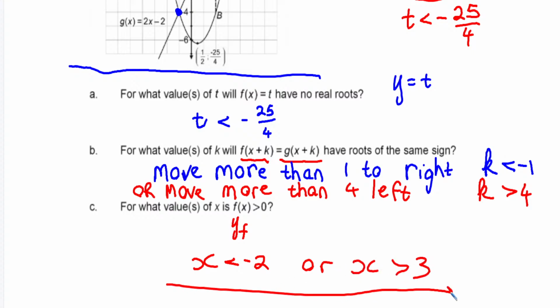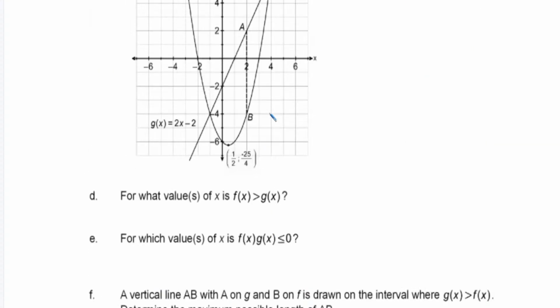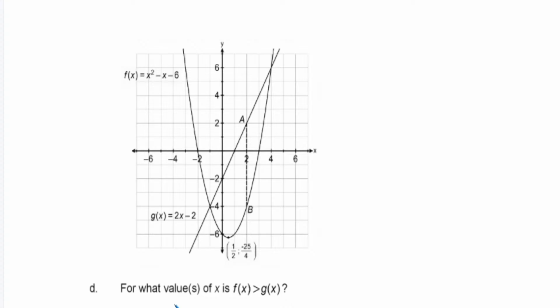Okay, the next one, and I think I've created a new page for myself so we can see what's going on here. For what values of x is f of x bigger than g of x? And again, just to reinforce that, by f of x, we're actually talking about the y value of f. Where's the y value of f bigger than the y value of g? If the y value is bigger, it means it will be above. In other words, where is f above g?